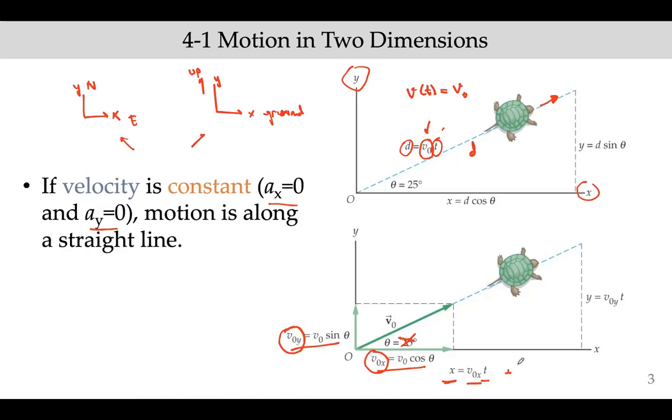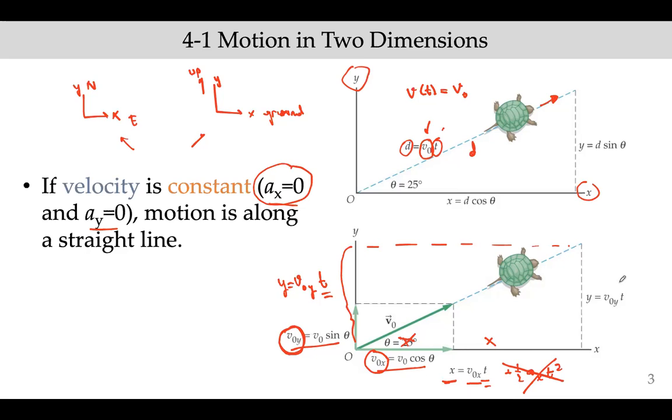As you can see, we don't have the 1/2 ax t squared term. Why? Because ax is 0. It's given in here. So you can calculate x from this formula, and you can also calculate how much distance it goes in y. So this would be y equals the y component, v0y times t. Notice that I'm using the same t because t is common for both coordinates. There's no tx and ty. There's just one t.